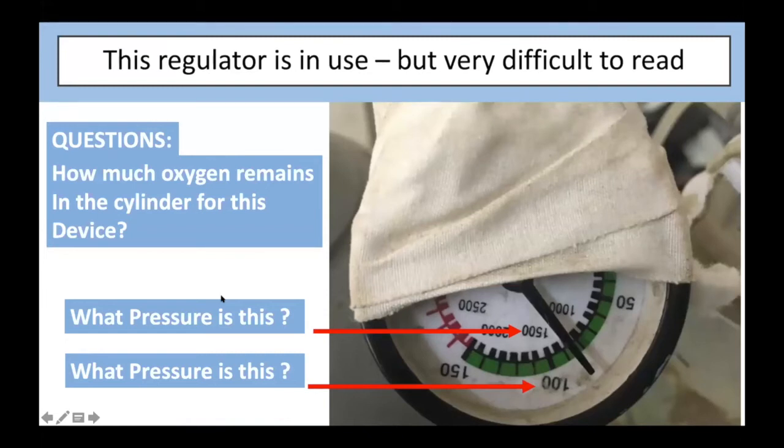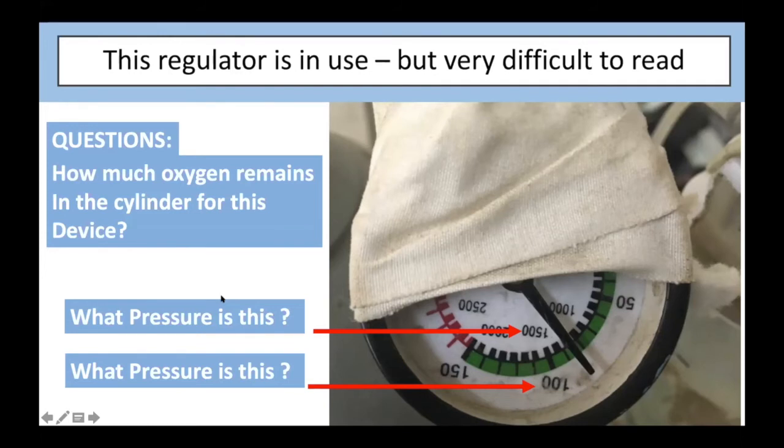So once we have an example of the same gauge that we saw a moment ago, now it's all bandaged up. You can't even really use it very well. So the question is, how can you possibly read the gauge? It's upside down. It's bandaged. You can't even see. So here's some questions for you. How much oxygen remains in the cylinder for this device? How much oxygen?